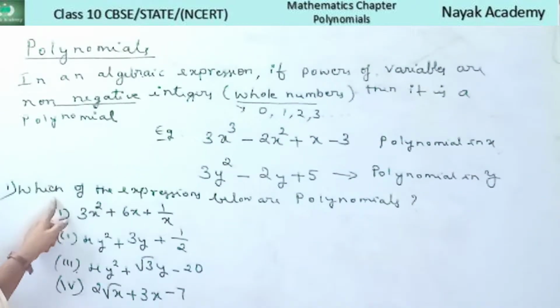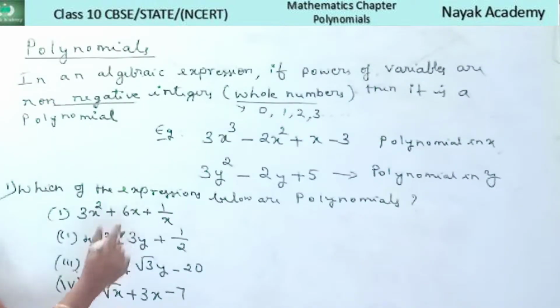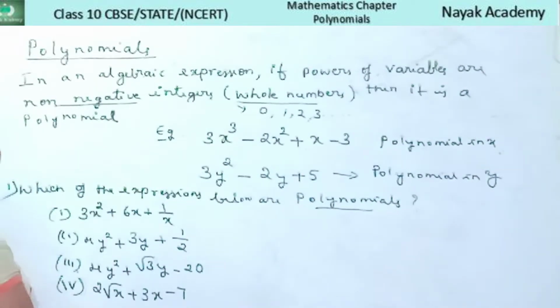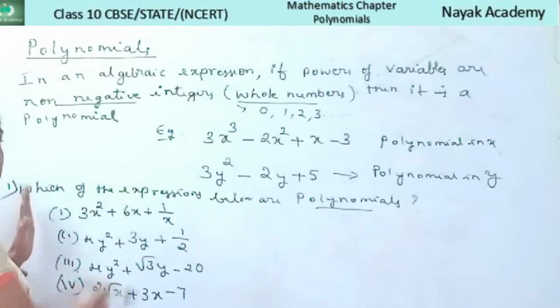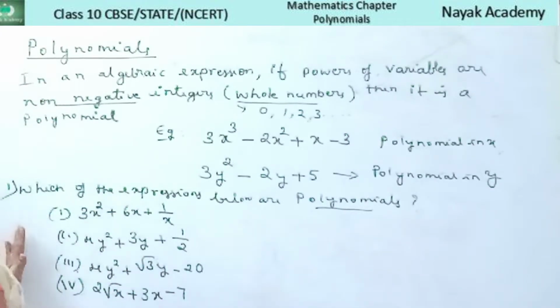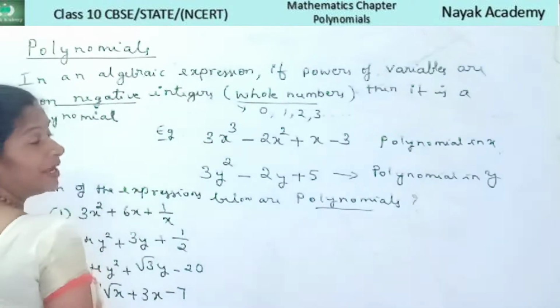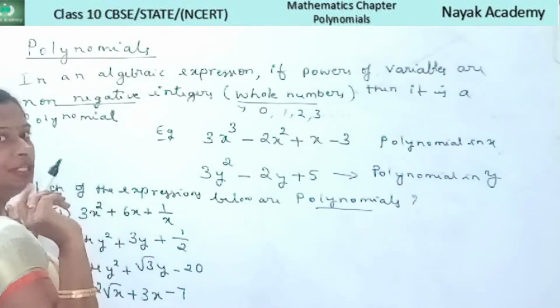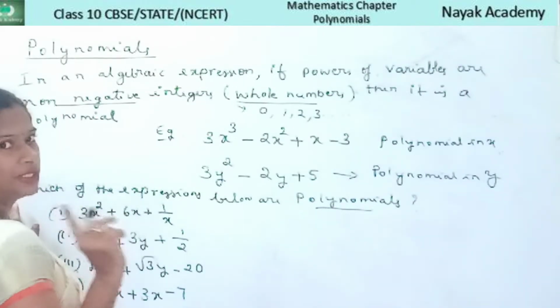I have written here one question: which of the expressions below are polynomials? I have written here 4 expressions. Now we have to check whether these expressions are polynomials or not. What do you mean by a polynomial, children? An algebraic expression if powers of the variables are non-negative integers. That one we have to keep in our mind.